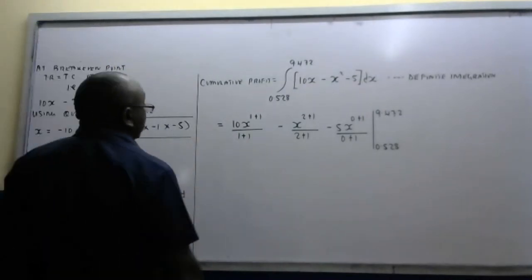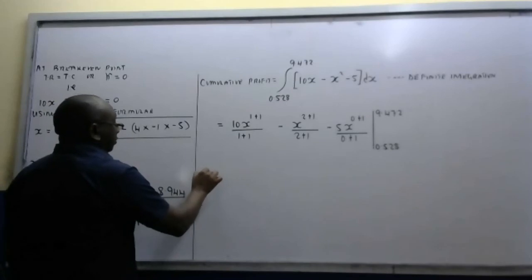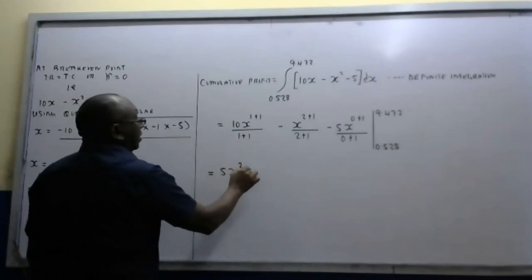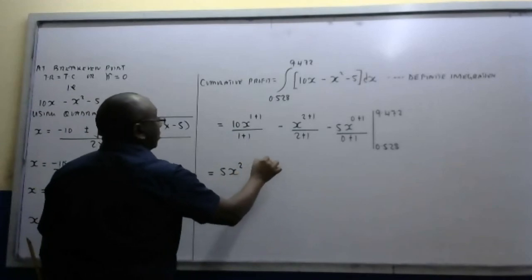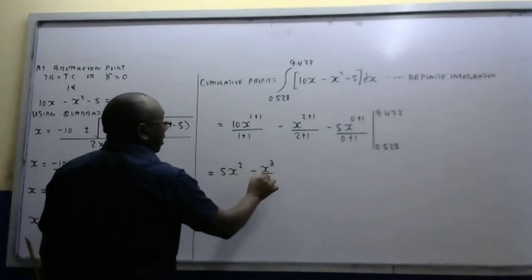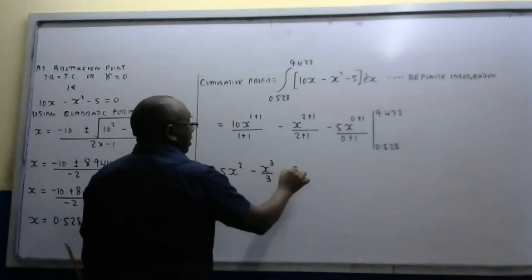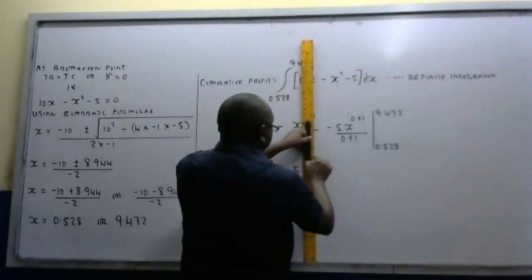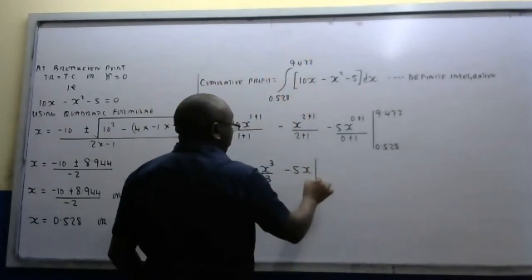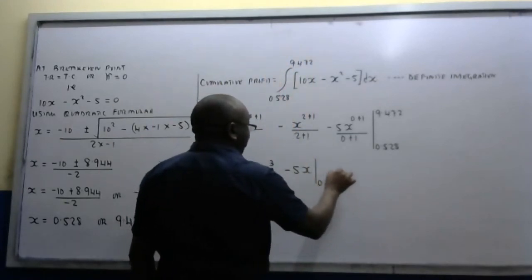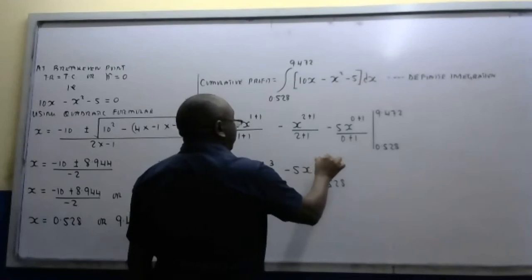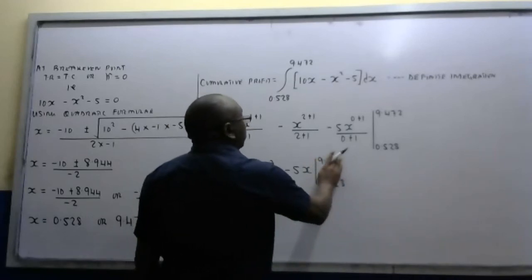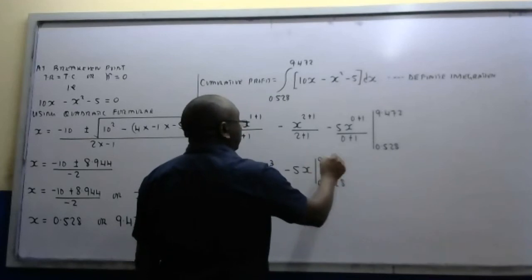And then this one proceeds to become 5x squared minus x raised to power 3, you divide by 3, minus 5x, again in the range of 0.528 and 9.472.